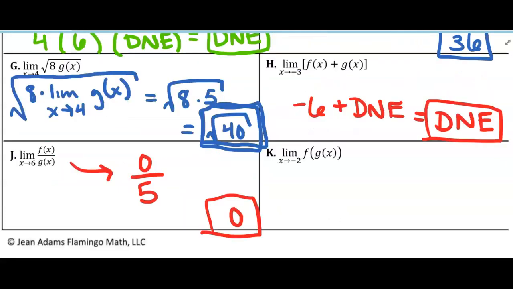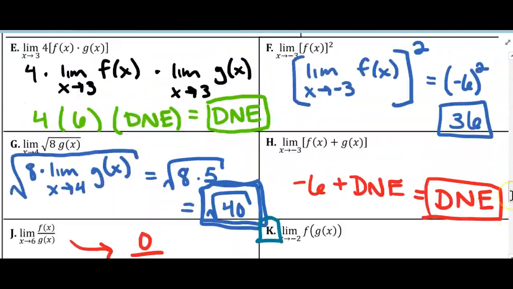I want to go ahead and move on to that last property, that property with compositions of functions. So we're taking the limit of composite functions, and that's what we see in example K. I'm not going to go through H and J with you. If you want to do those, I went ahead and put a little bit of the work. The final answer for H will be does not exist. The final answer for J will be 0. And I highly recommend you do those for extra practice. But let's go ahead and focus on K.